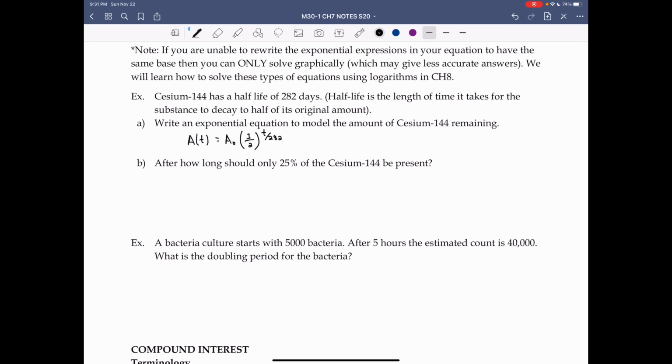So there's our equation. A of t equals A0, the initial amount, times 1/2 for half-life to the power of t divided by 282, which is the number of days that have passed, divided by the time it takes for the half-life.